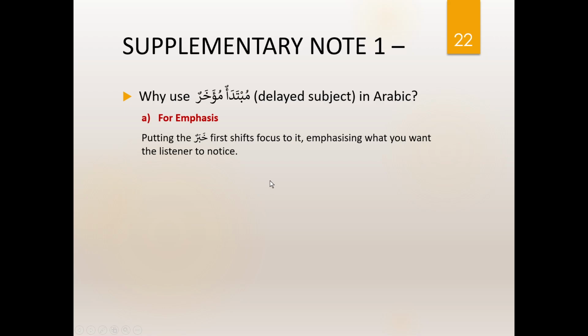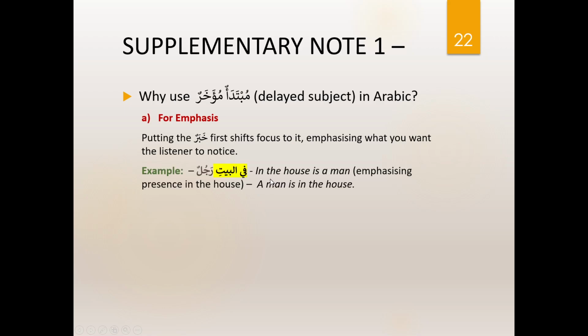So if you had a sentence like this, fil bayti rajul, in the house is a man, we're actually emphasizing that there's someone in the house, there's presence in the house. Who it is is not really important, but there's someone there. The proper English way is to say a man is in the house, even though here fil bayti comes first.